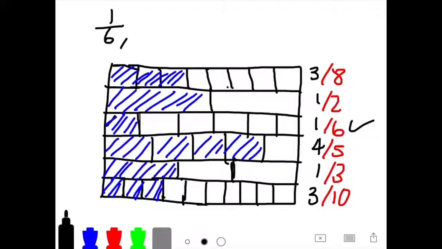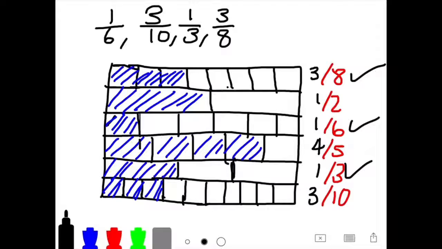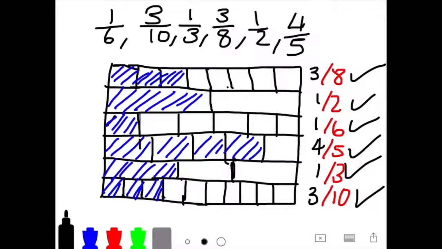Okay, we're going to lay down 1/6 because that's the smallest out of everything. Then after that is 3/10, which is a second. And then we're going to lay down a third. And then 3/8 is next. Just look at the table and compare the sizes. That's what ordering fractions is about, or ordering any type of number: comparing the size. And then next is a half, and then 4/5. And literally, your table is complete, and you've got everything in order.